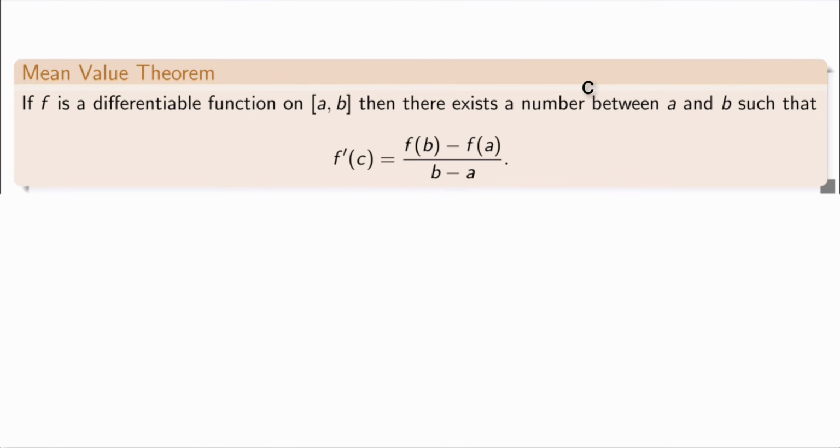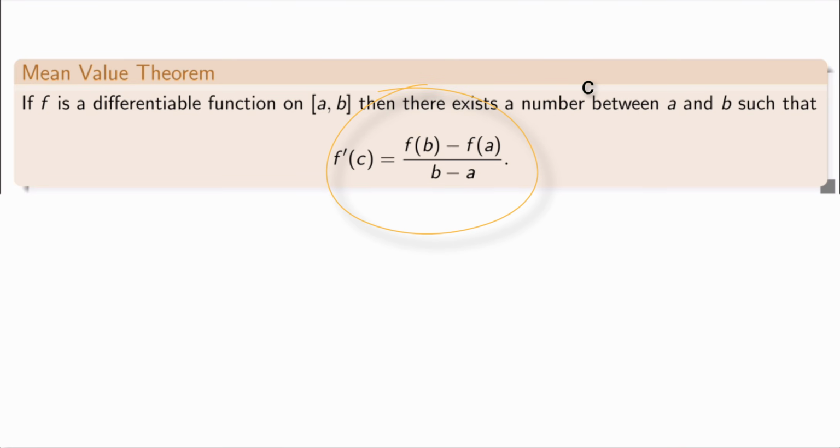The mean value theorem is quite an interesting tool in mathematics. And so here it is. Assume f is a differentiable function on an interval a to b. Differentiable means that the derivative exists at every point in the interval a and b. Then there exists a number c between a and b so that f prime of c is equal to f of b minus f of a divided by b minus a.